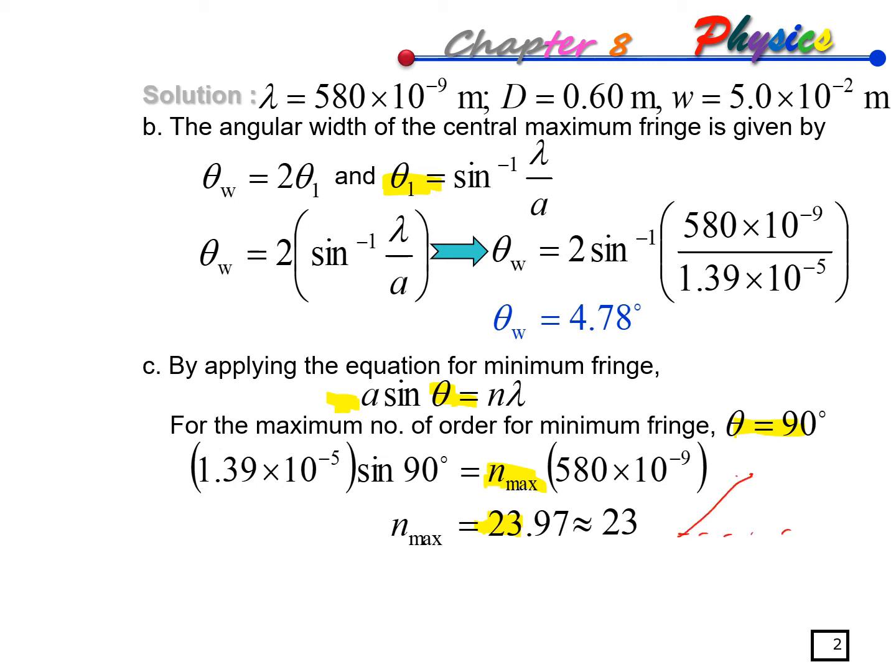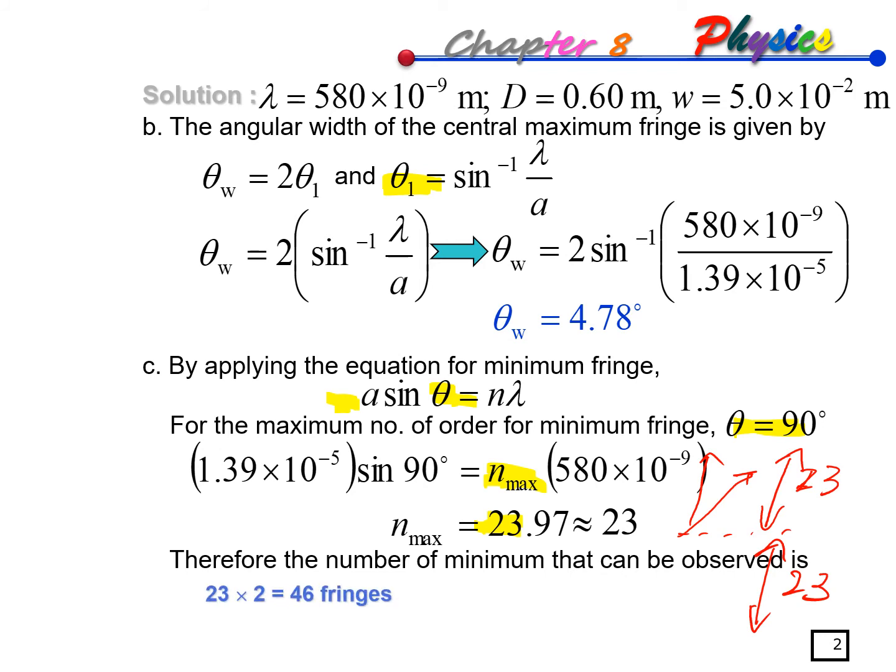So let's say on top, as the angle goes, it can form order up to 23 for the top portion. That means for the bottom also, it can form order up to 23. So the total number of fringes can be up to 46, multiplied by 2, because 23 for above and 23 for below.